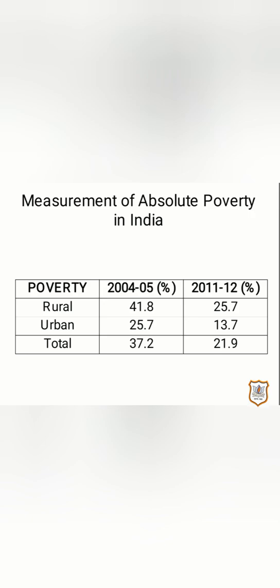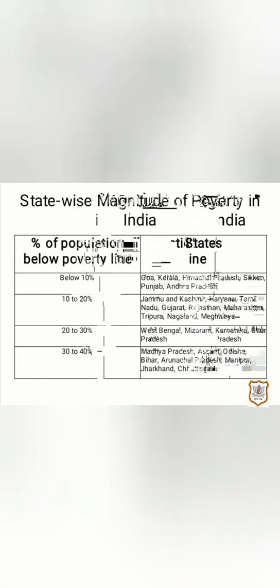And similarly, in urban areas, the measurement of poverty, which was 25.7% in the year 2004-5, has now reduced to 13.7% in the year 2011-12. And overall, poverty in India has reduced from 37.2% in the year 2004-5 to 21.9% in the year 2011-12.